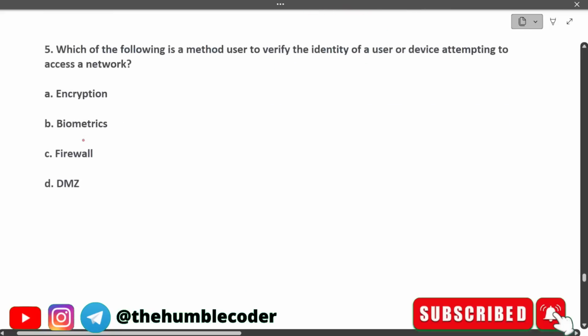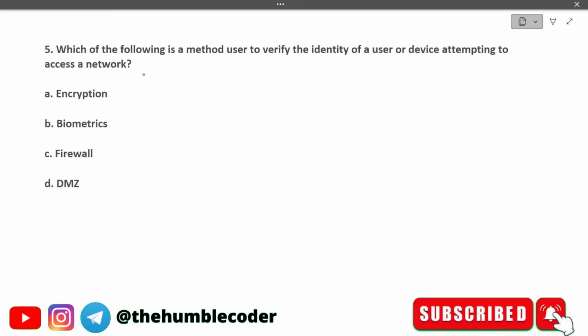Moving on to the next question. Which of the following is a method used to verify the identity of a user or device attempting to access a network? The options that we have are encryption, biometrics, firewall or DNS. The correct answer is option number B, which is biometrics. Biometrics is basically used to verify the identity of a user or device which is attempting to access a network.